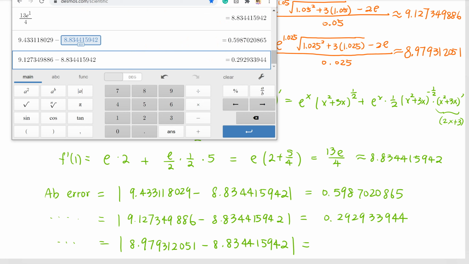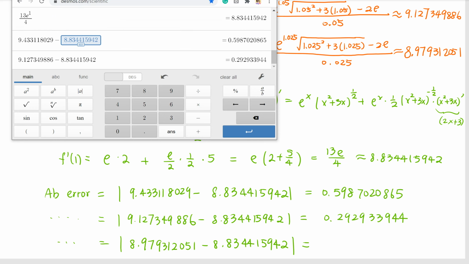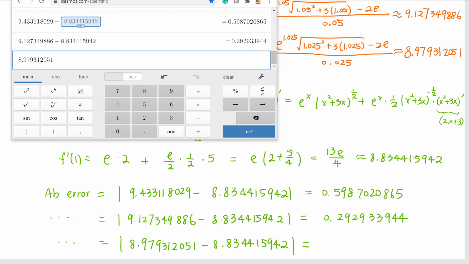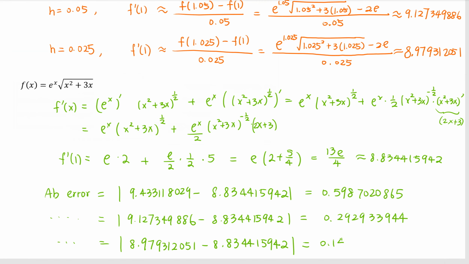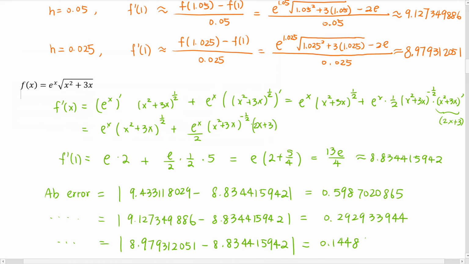Okay, next we have the 8.97, this number. Okay. And then minus that. 14486. 0.14486. And then, oh, it's 896,109. 896,109. So far, so good, everybody.